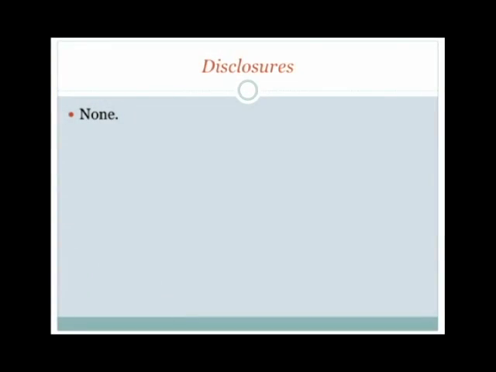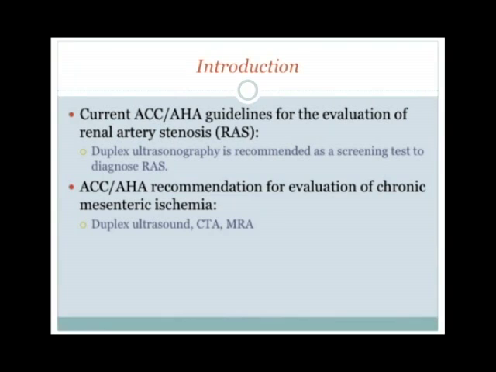I have no disclosures. As you probably all know, there are guidelines that the American College of Cardiology and American Heart Association have put out in terms of recommendations of when we start looking at people with things like renal artery stenosis or chronic mesenteric ischemia. One of the easiest and cheapest ways to do that is with duplex ultrasonography, and this leads to what I'm going to talk about in terms of following patients up after they've had some form of intervention.